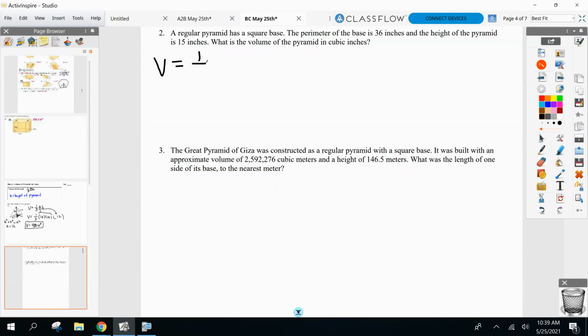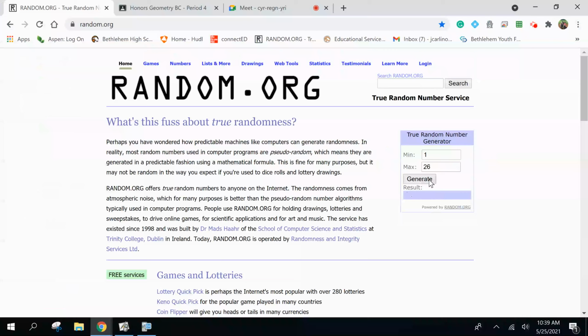So here you go. 1/3 area of the base times the height. The base is a square. It gives us the perimeter, not the area. So I don't want to plug 36 in for capital B, but somebody's going to help me. How do I use that 36 to get the area? Think about it. How do I get that? Oh, 4 spot. Oh, great call.